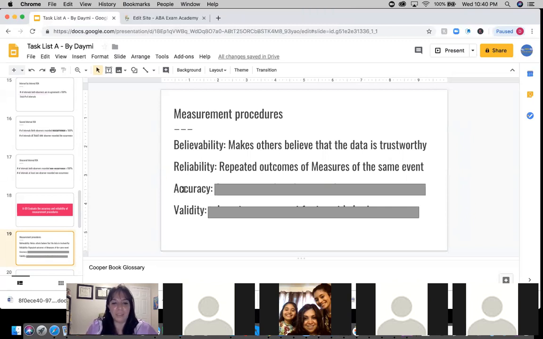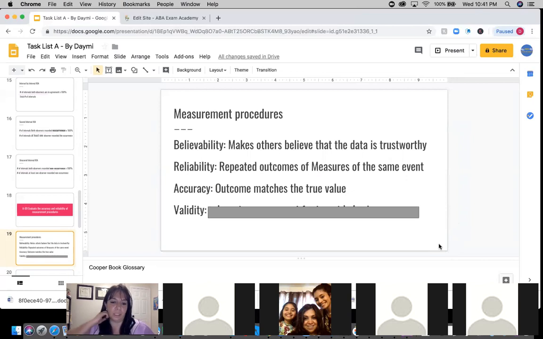All right, accuracy. Who can tell me that one? Measurement of true values. It's the extent to which the observed value matches the true value. Good job. Outcome matches the true value. Good job, Alicia and Alicia, or do you say Alicia or Alicia? I say Alicia. Okay, so Alicia and Vanessa, good job.